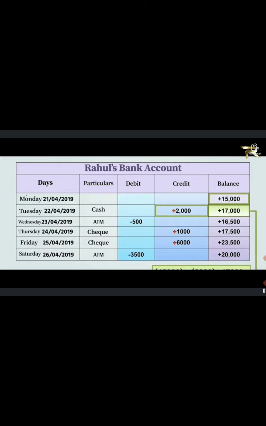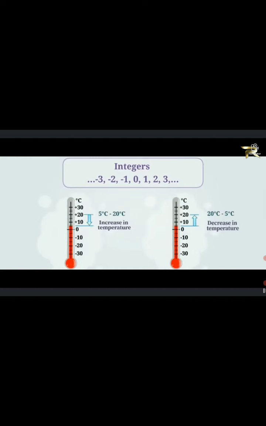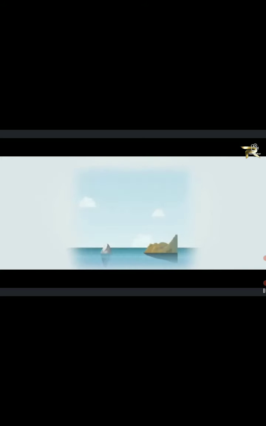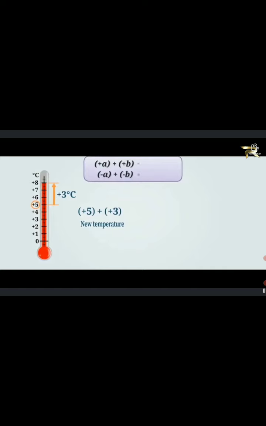In this way, addition and subtraction of integers can be used in many situations, like finding the total profit, recording the increase or decrease in temperature, etc. Let us suppose the temperature of a certain place is plus 5 degrees centigrade. If it increases by plus 3 degrees, then the new temperature can be found by finding the value of plus 5 plus 3. If the signs of the integers are the same, then they are added without sign. After that, the sign is included with the result.